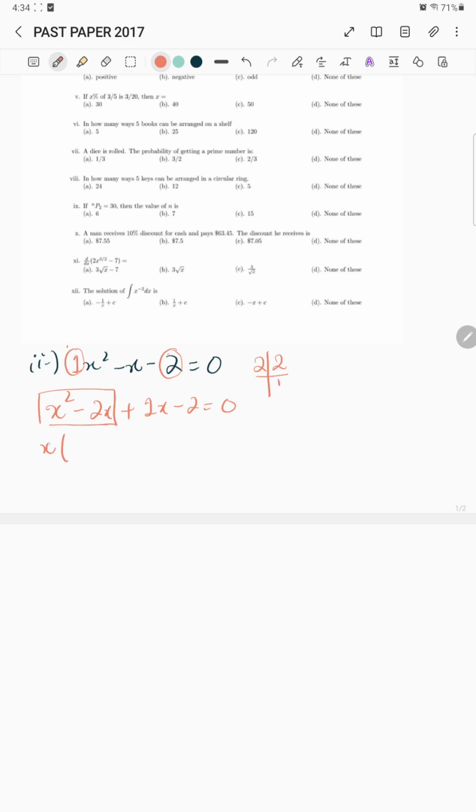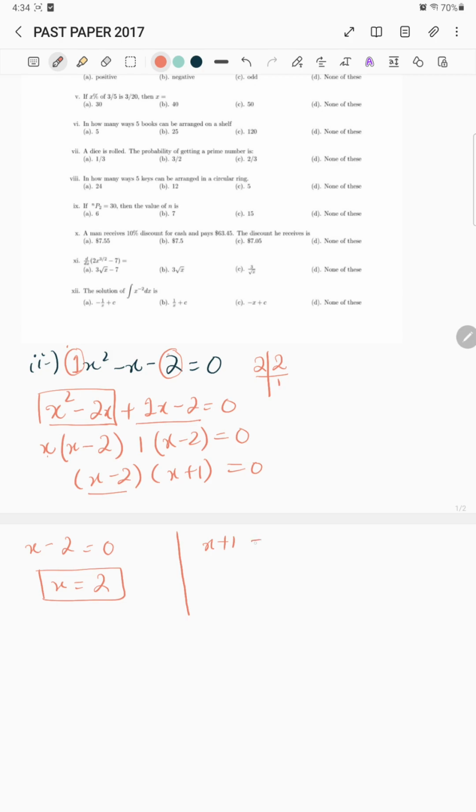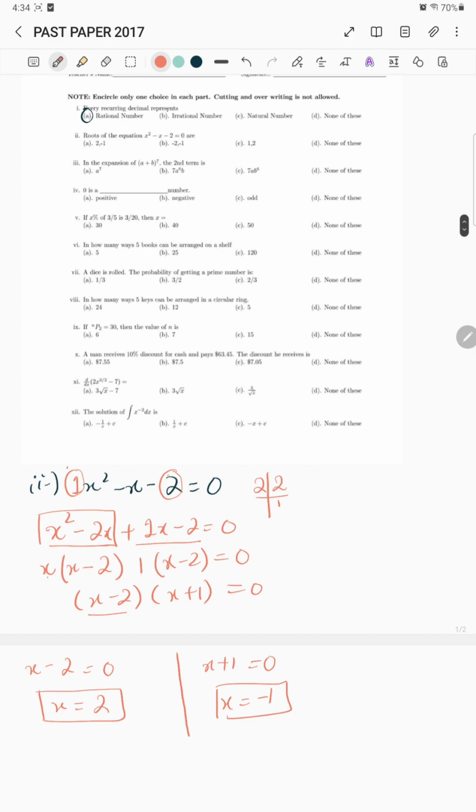So we will left it x square. X is common, so x minus 2. Taking 1 common, we will get x minus 2, which is equal to 0. So it's x minus 2, x plus 1, which is equal to 0. So when we have two brackets equal to 0, we can write it separately equal to 0. X is equal to 2. X plus 1, which is equal to 0. So x is equal to minus 1. So the option would be x is equal to plus 2 and minus 1. That is option A.